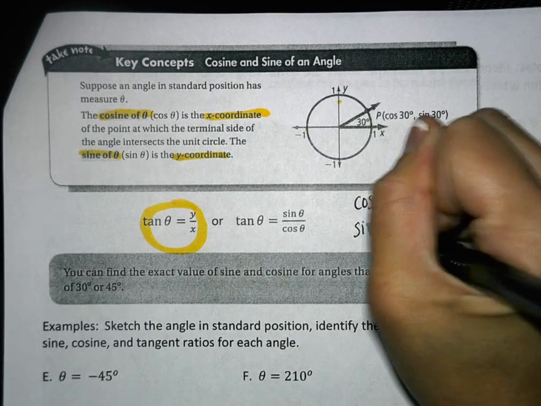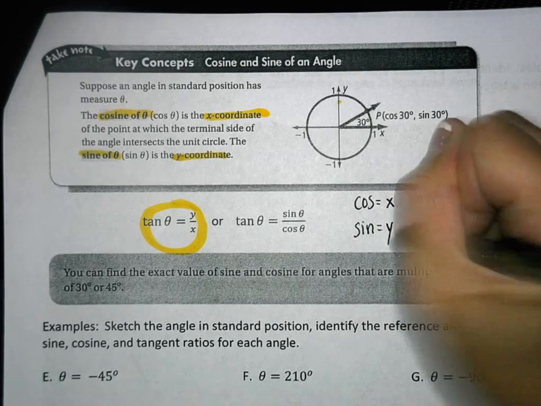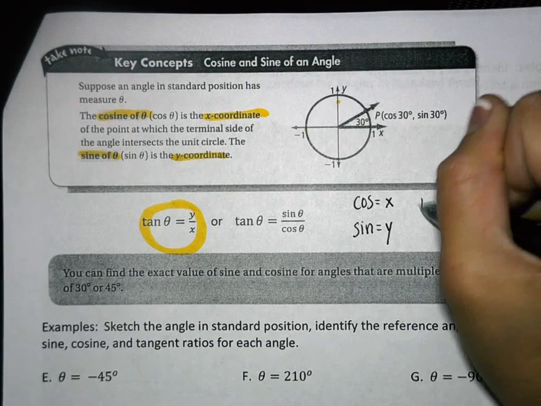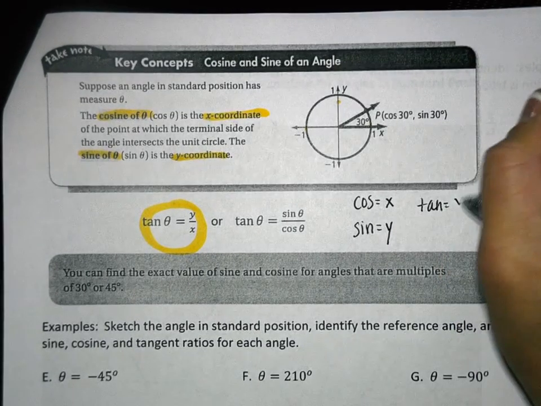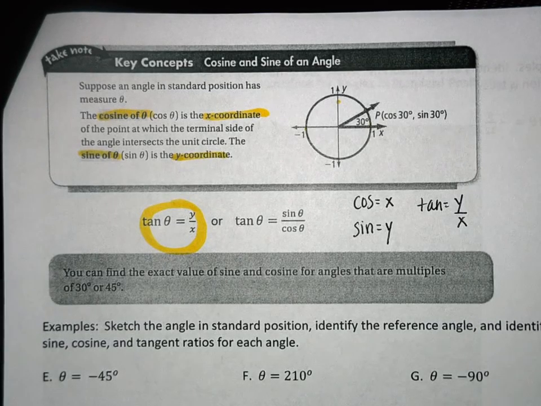Sine is dealing with y. And tangent is y over x. You know how slope is your y over x? That's how I just remember tangent's kind of the same as my slope equation, y over x. Okay?